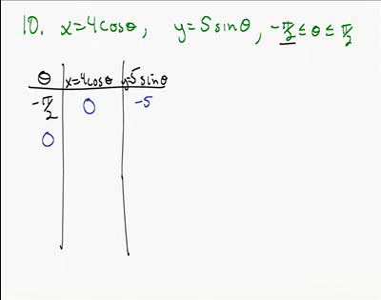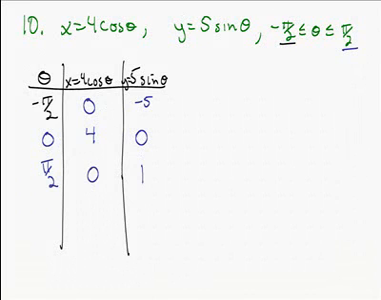Now what happens when theta is equal to 0? Well, the cosine of 0, remember cosine is the x value on the unit circle. 0 is straight out the positive x-axis, so the x value is 1 there. 4 times 1 is 4. Sine of 0 is 0. 5 times 0 is 0. And let's go then to our upper limit of our parameter, pi over 2. Cosine of pi over 2 is 0, just like the cosine of negative pi over 2 was 0. The sine of pi over 2 is 1. 5 times 1 is 5.